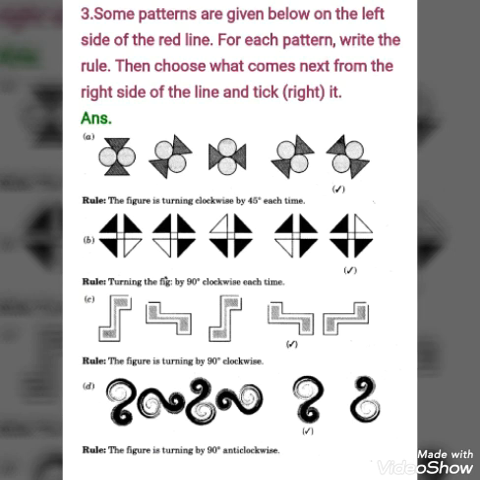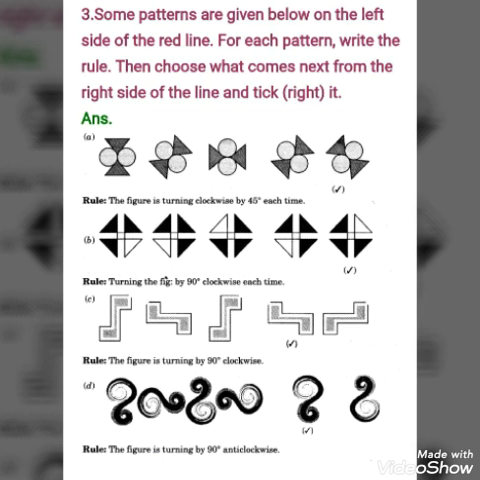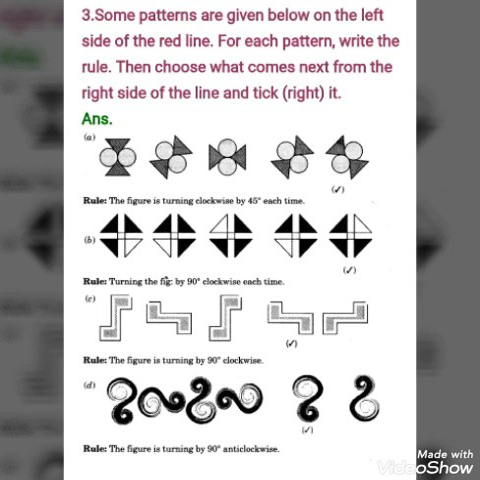Because the figure is turning clockwise by 45 degrees each time. 45 degrees is equal to 1/4. So here it is turning 45 degrees clockwise. That is the answer for number A.